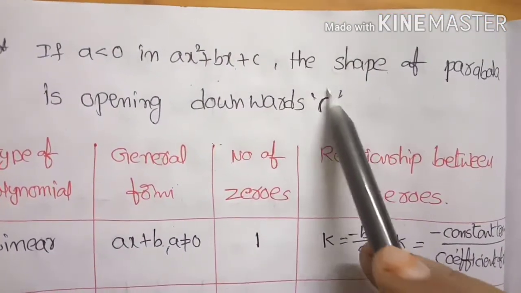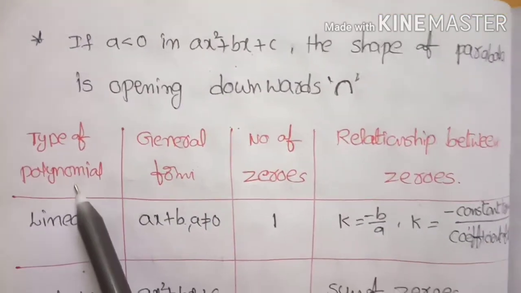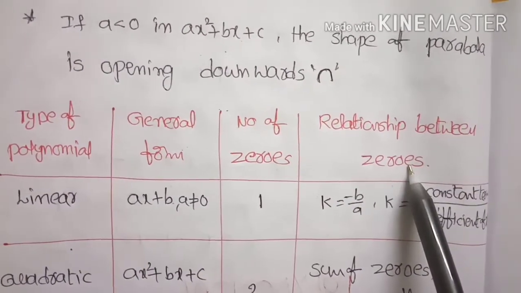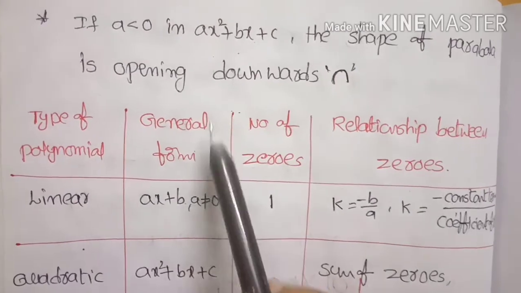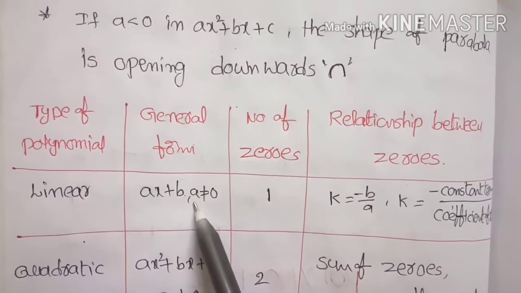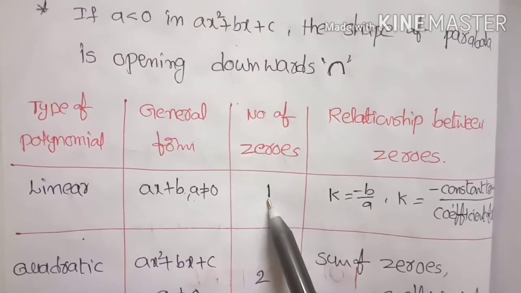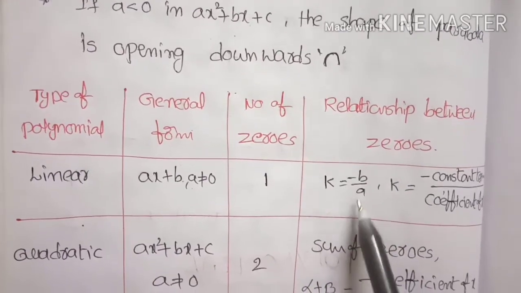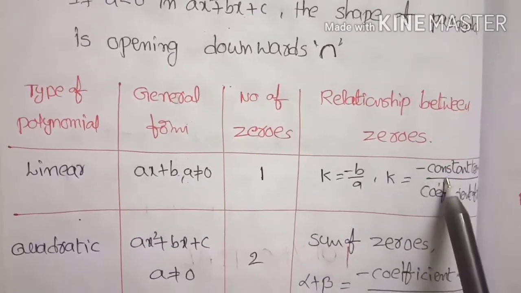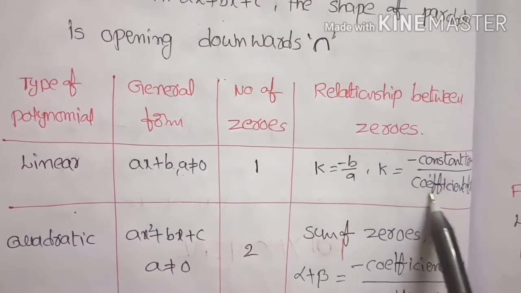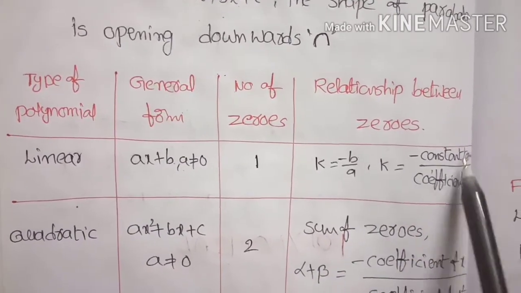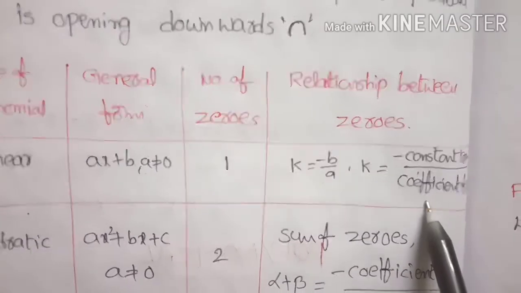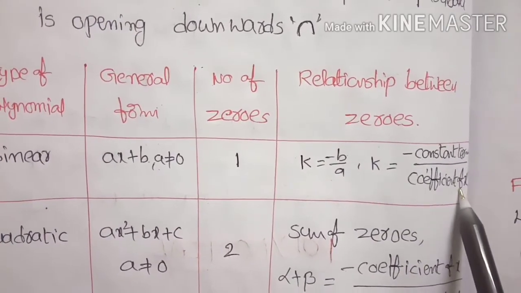Next one, type of polynomial, general form, number of zeros, relationship between zeros. Linear polynomial: what is the general form? ax plus b. How many zeros? 1. What is the relationship between zeros? k is equal to minus b by a, that is, minus the constant term by the coefficient of x. b means constant, a means coefficient of x.